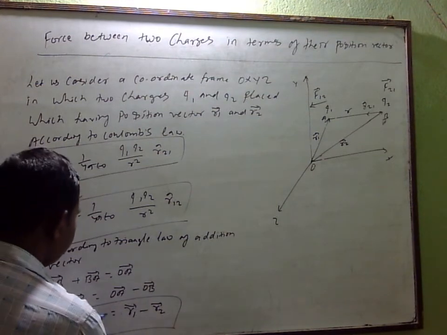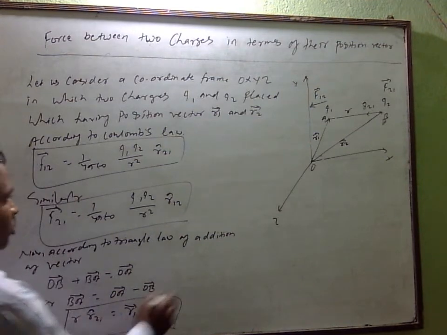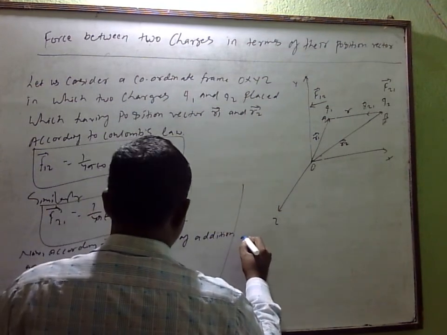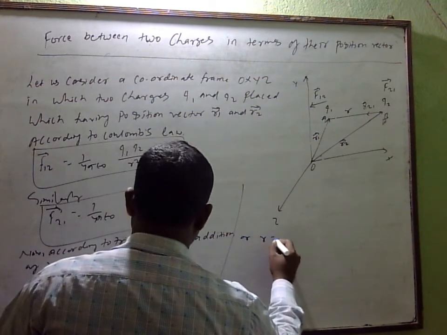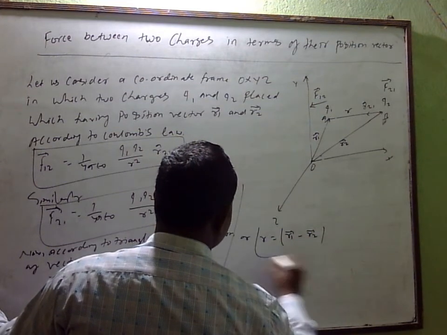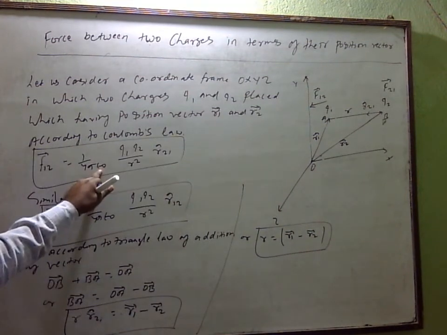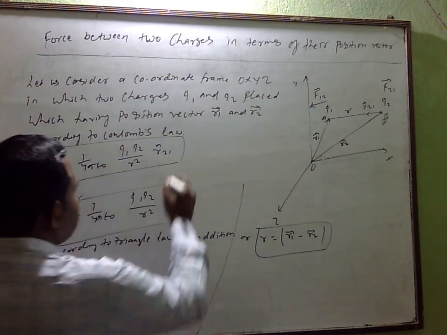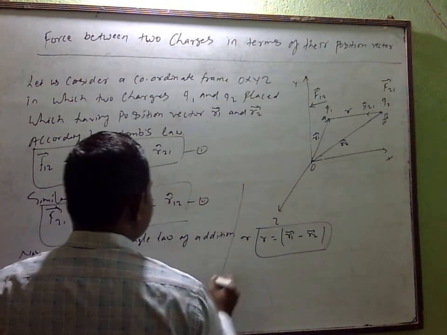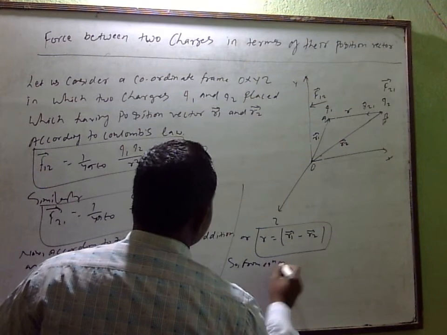And one more, if you will remove this, then here will be mod. Okay, so you can write here, or you can write R equal to vector R1 minus R2, and here will be mod. Okay, so these two you can put here. You can put here equation 1. This is the equation 2. So from equation 1 and 2.